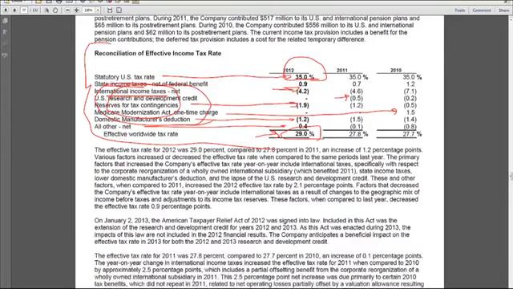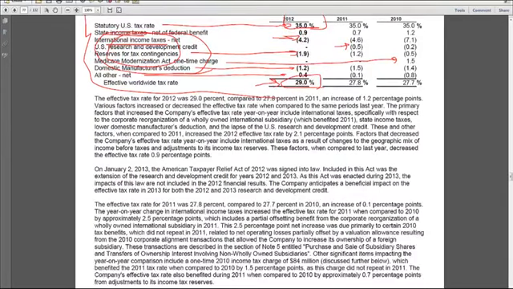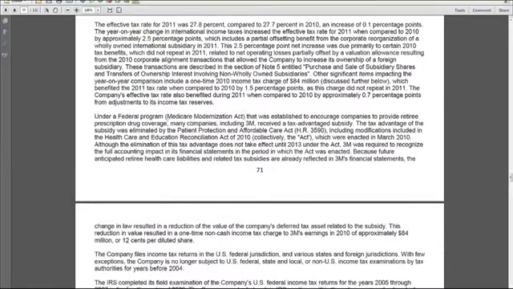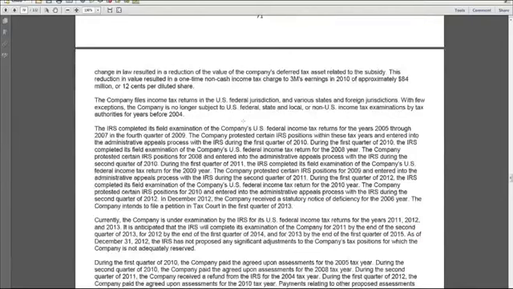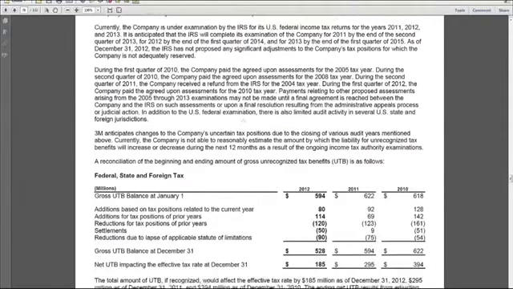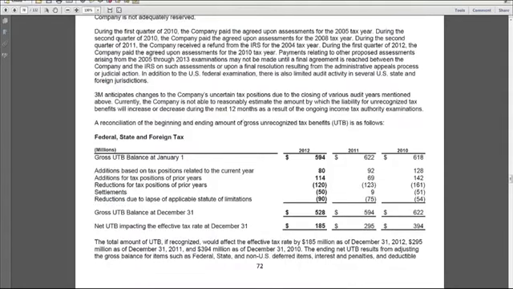Then the rest of the footnote provides more details on effective rates and what some of these permanent differences are. So if you want to read about the Medicare Modernization Act, there you go. There's a whole paragraph on that. But I'm running out of steam, and I'm going to wrap up here before I get to the unrecognized tax benefits, which I do not want to talk about.